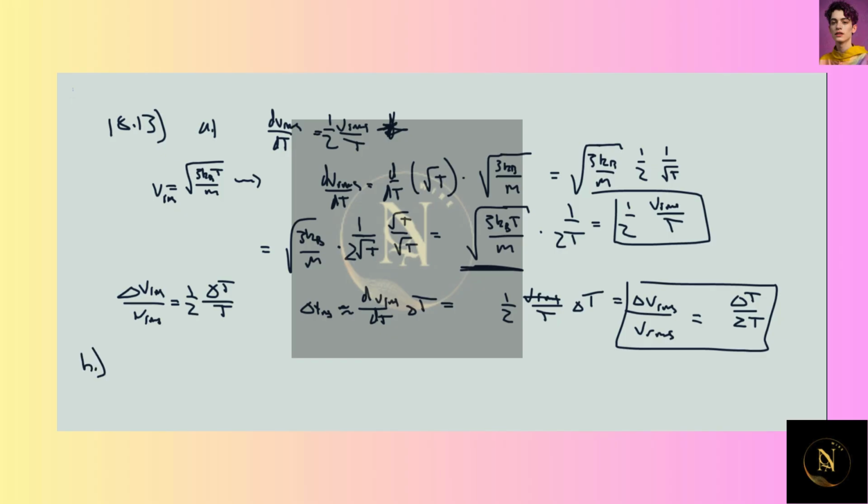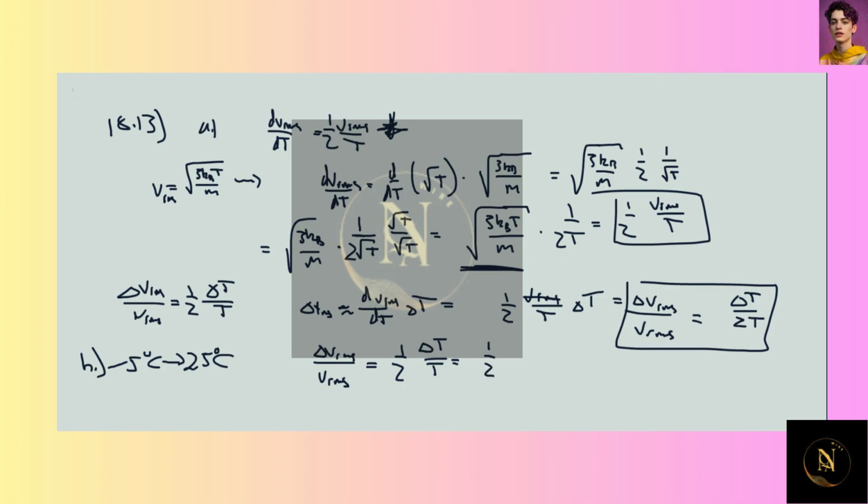Part B now asks, if the average air temperature changes from -5 degrees Celsius to 25 degrees Celsius from the winter to the summer, estimate the percent change in RMS speed of air molecules between these seasons. Okay, so the percent change is just given as this quantity, the delta change in RMS over the total RMS, and we already approximated this as delta T over T, so we can easily plug this in.